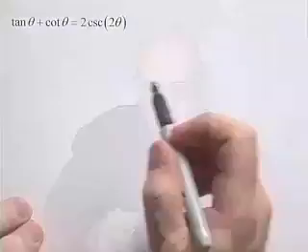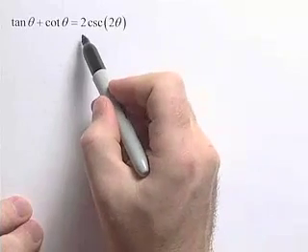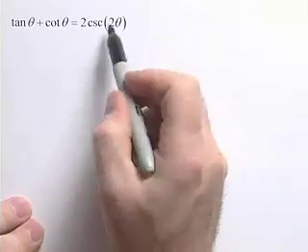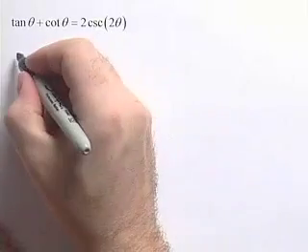Here we're going to establish another trigonometric identity. We want to show that tangent theta plus cotangent theta is equal to 2 times the cosecant of 2 theta. We can start with either side. We're going to go ahead and start with the left-hand side.